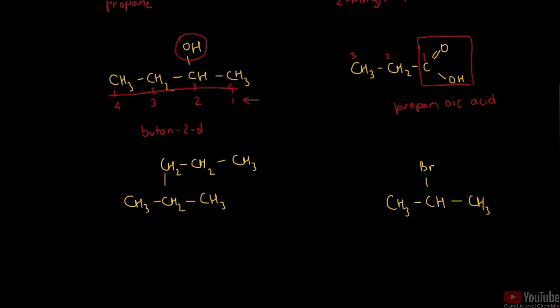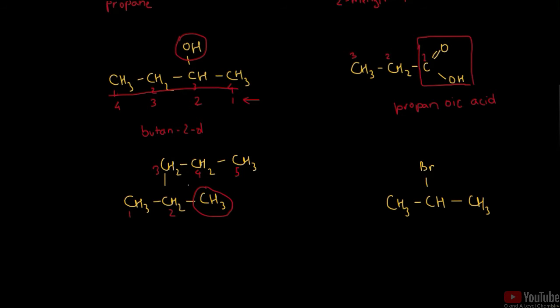Now we move on to another example. So here, my first task is to identify the longest possible chain, and clearly, if I say that 1, 2, 3 is my longest chain, and this whole thing is my substituent group, I'm wrong. This is not possible because the longest possible chain doesn't always need to be a straight line. So in this case, actually, the longest possible chain would be 1, 2, 3, 4, 5. So this is my longest possible chain. And this guy is my substituent group, a methyl group.